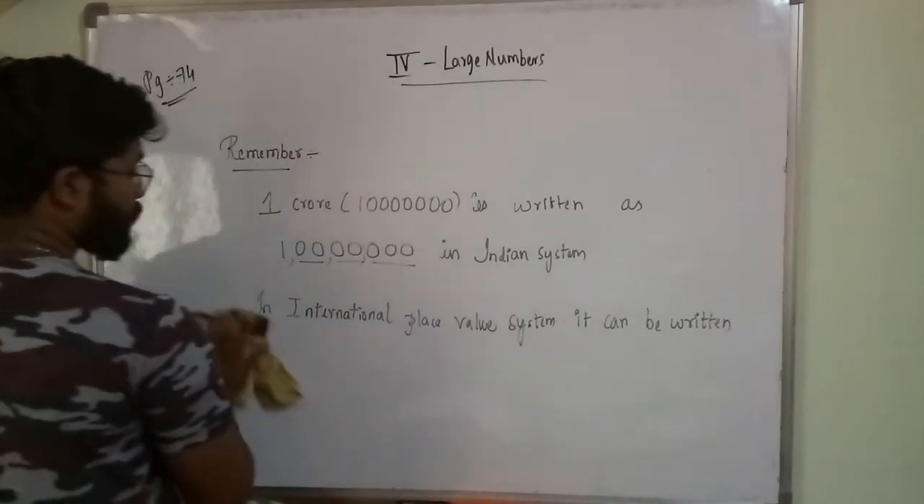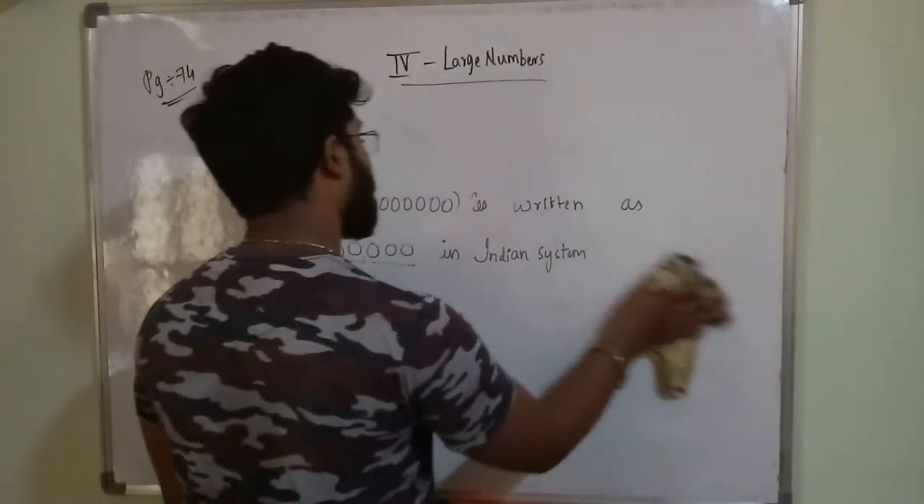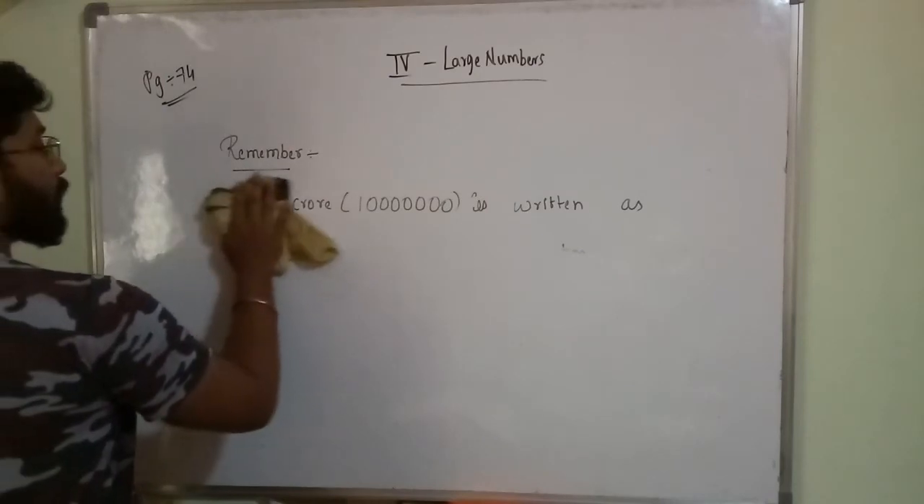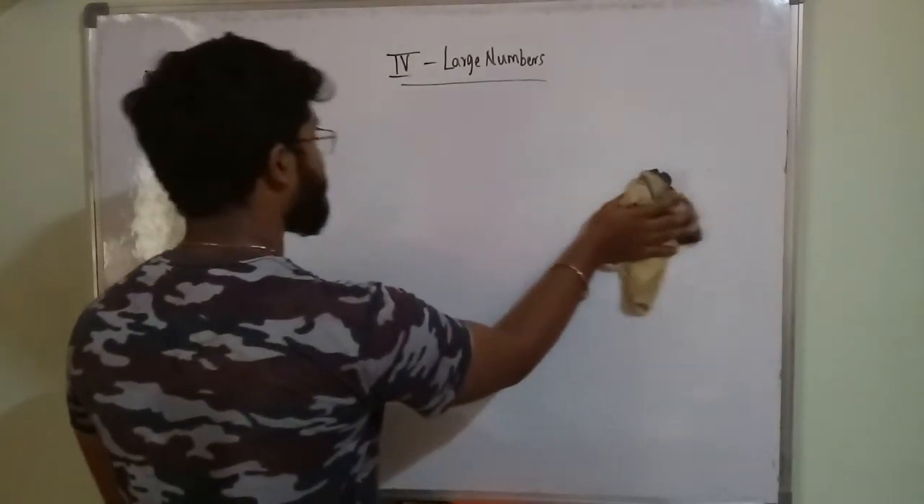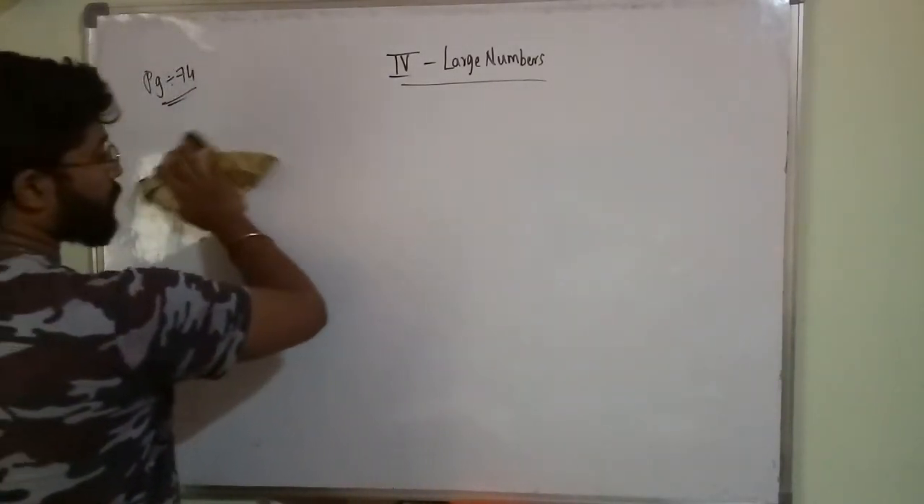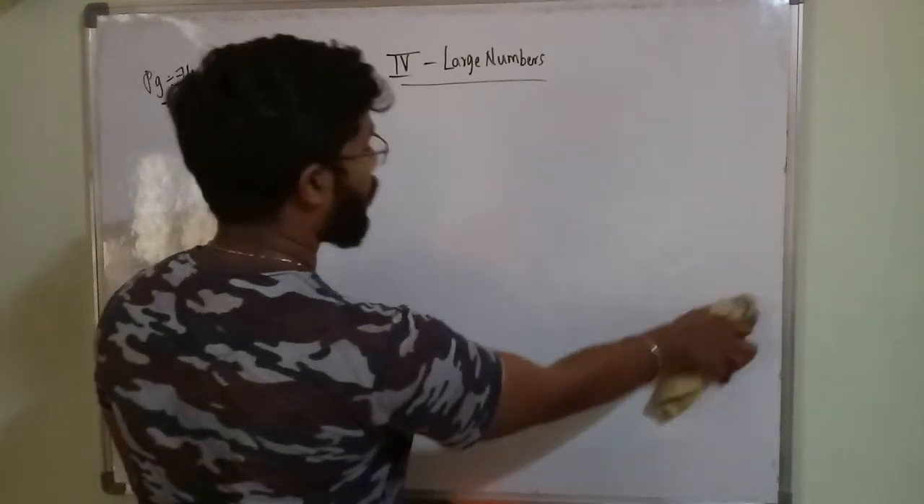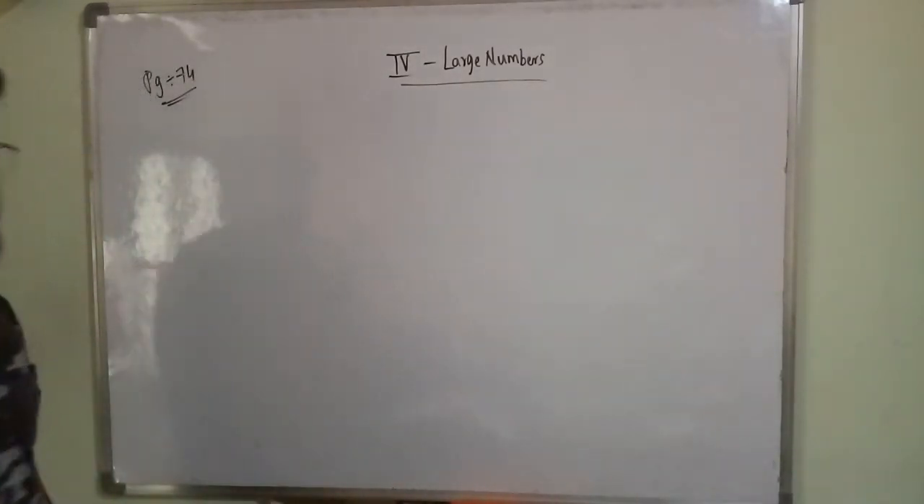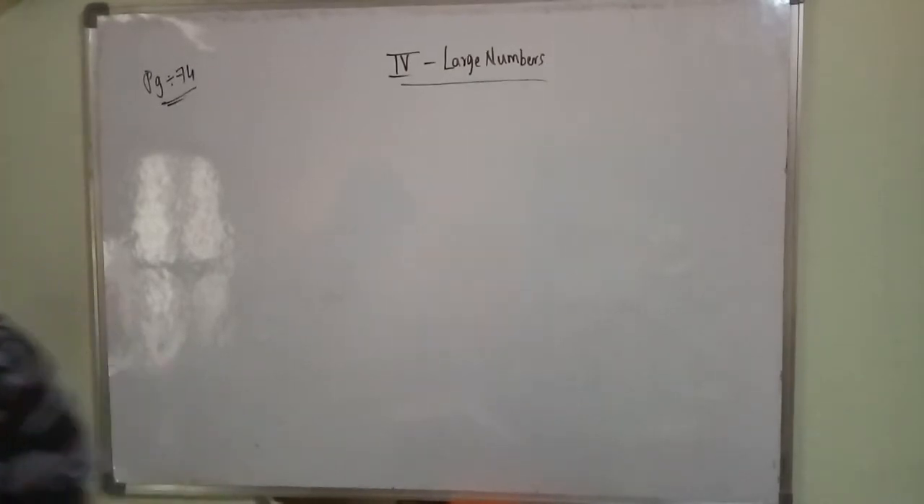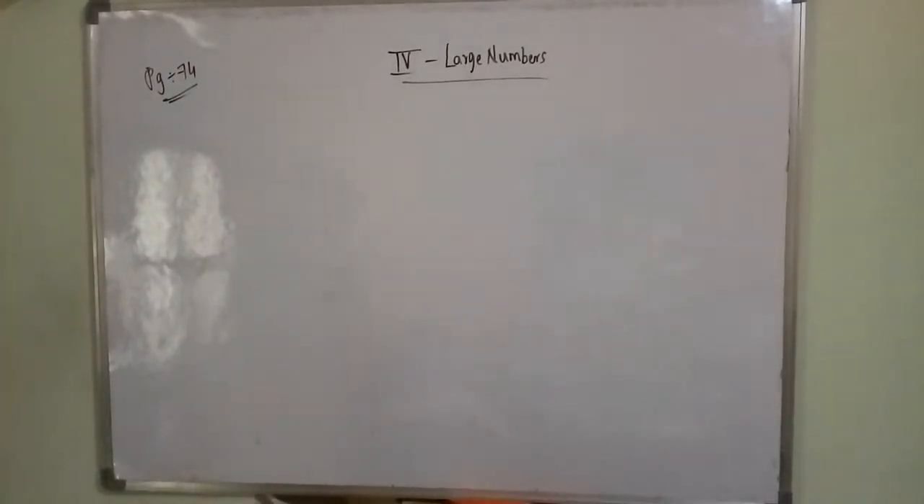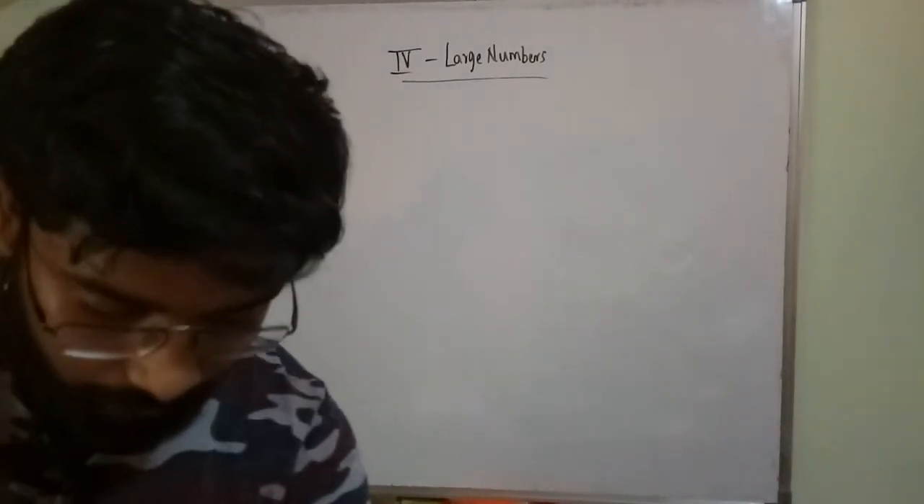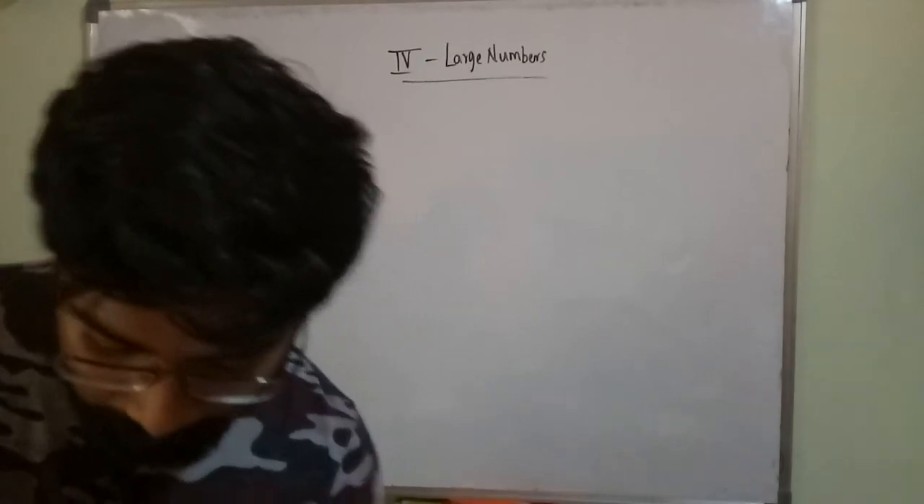Okay, so this is the remembering point. You have to remember how to separate the commas for a given number in the Indian system and in the international system, and which period will have how many digits in each system. Once again you have to check the tables on page numbers 73 and 74. Clear? If you check them, it will be very helpful. You have to understand them very clearly.